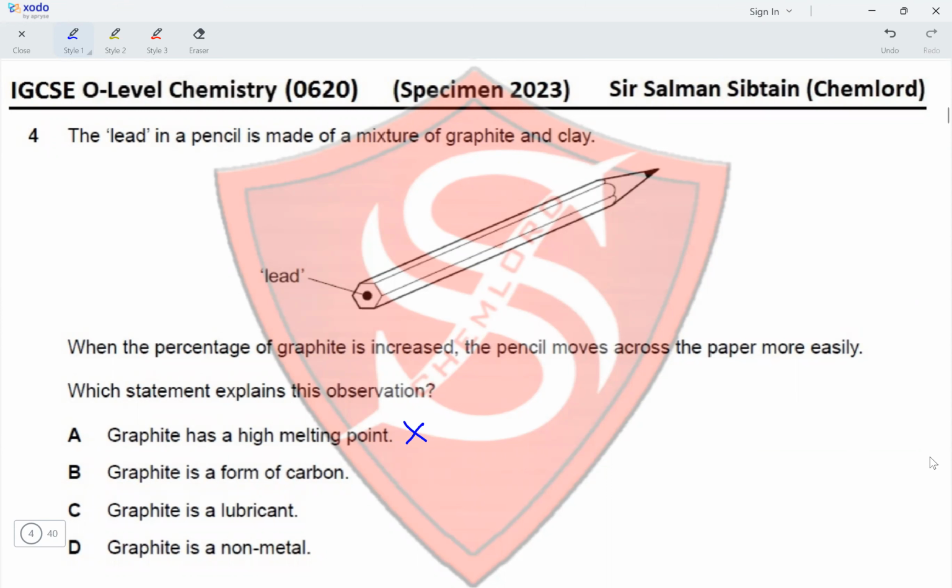Graphite is a form of carbon. Yes, it is an allotrope of carbon, but it does not explain why the pencil moves more easily. Graphite is a lubricant. Yes, layers of graphite are able to slide over one another, causing the material to act as a lubricant, and hence it would slide over paper. And graphite is a non-metal. This is also true, but not a reason for why the pencil moves across the paper more easily. So option C is the correct option for this question.